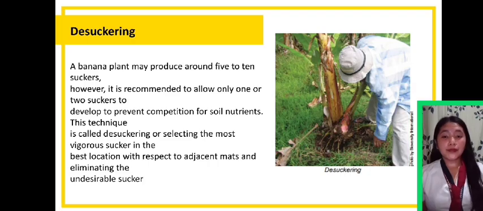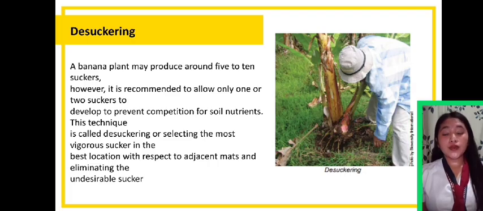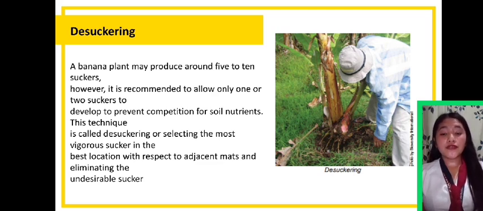Desuckering. A banana plant may produce around 5 to 10 suckers. However, it is recommended to allow only 1 or 2 suckers to develop to prevent competition for soil nutrients. This technique is called desuckering, or selecting the most vigorous sucker in the best location with respect to adjacent mats and eliminating the undesirable suckers.